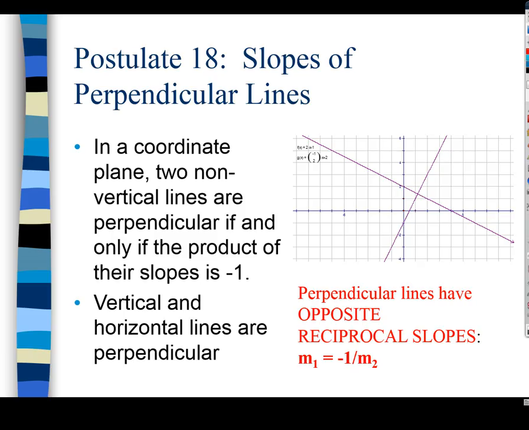Another way to think about that is that the product of the slopes has to be -1. But I think that's harder. I think it's easier just to think of them as opposite reciprocals.